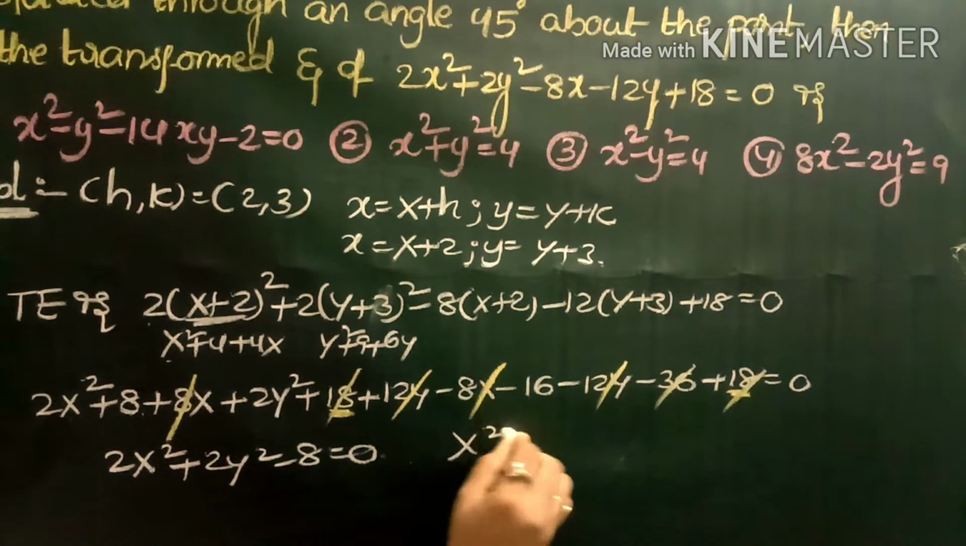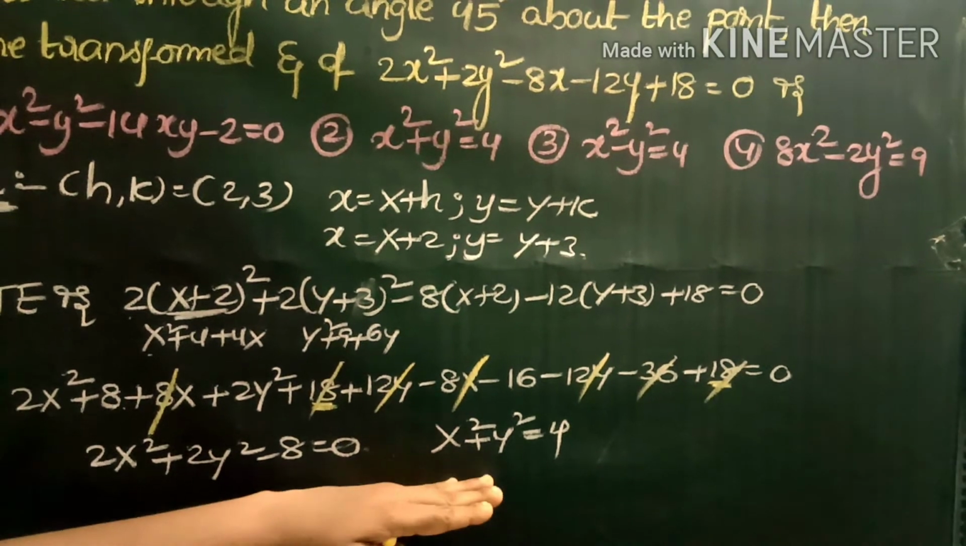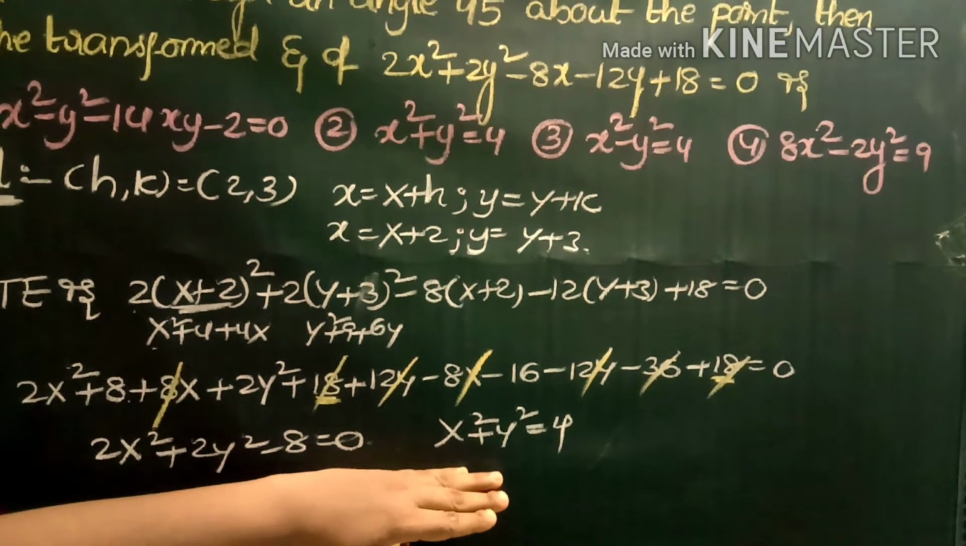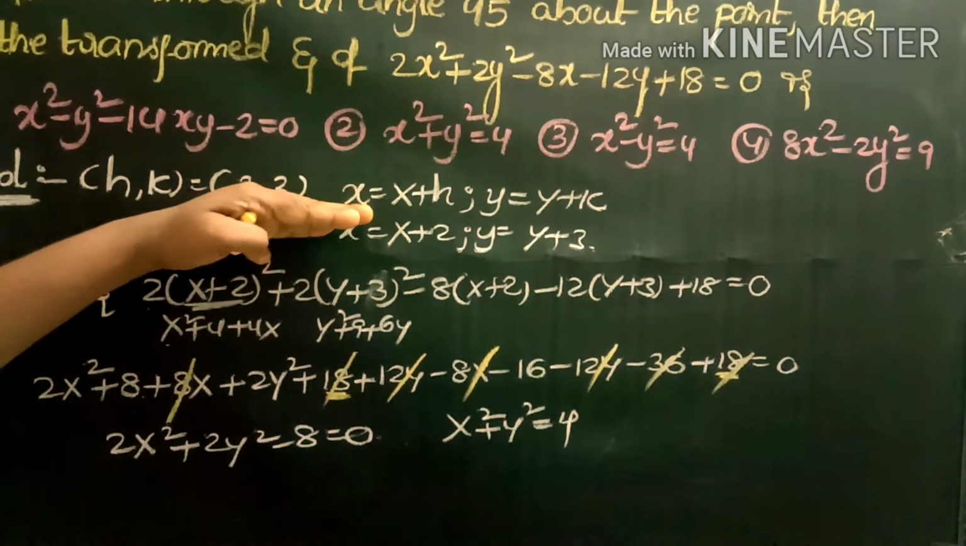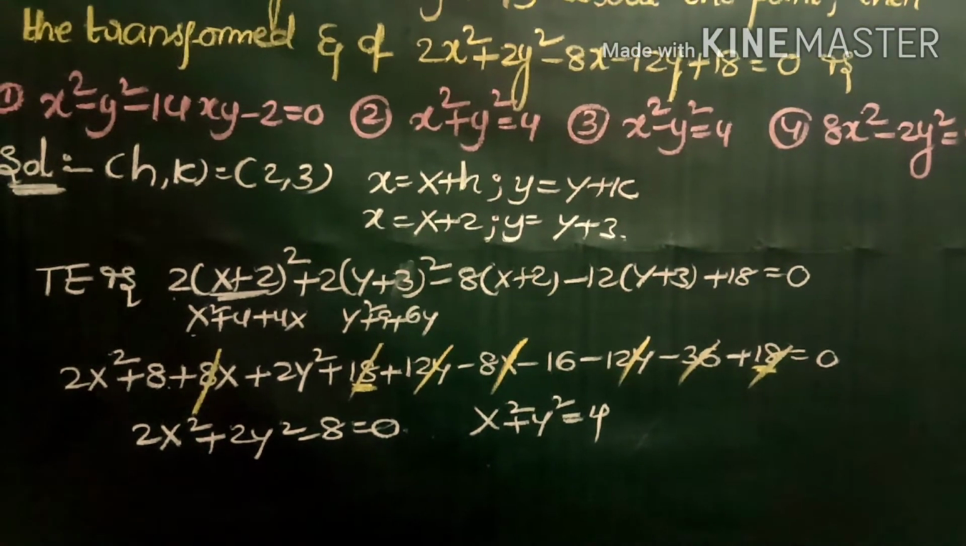That is x square plus y square is equal to 4. This is the transformed equation, obtained by applying only the translation of axis. Now we are applying the rotation of axis to this equation. What is the angle? The angle is equal to 45 degrees.